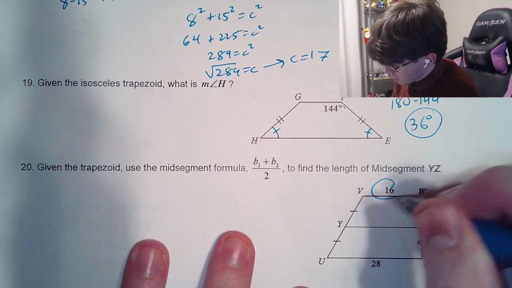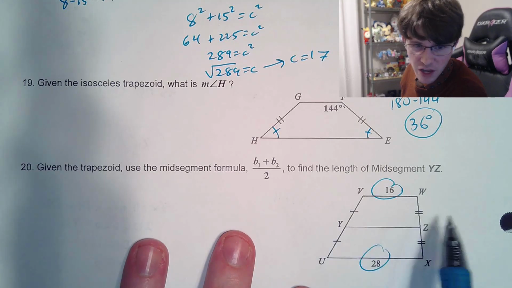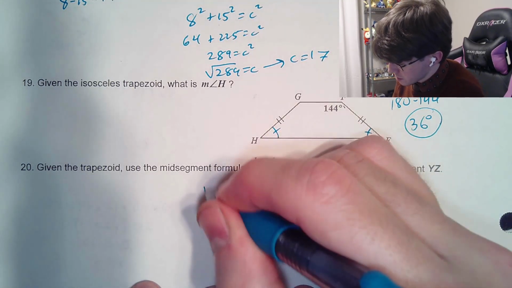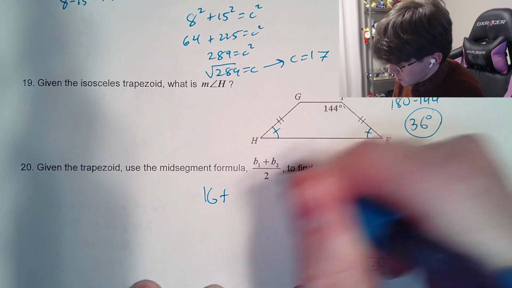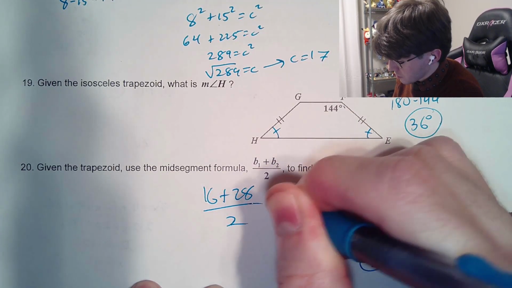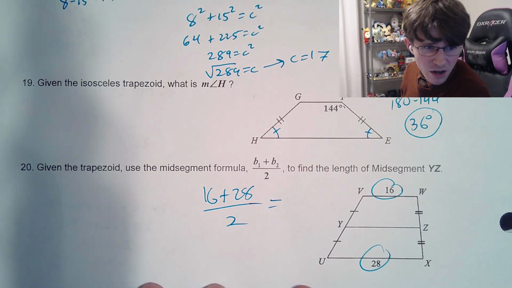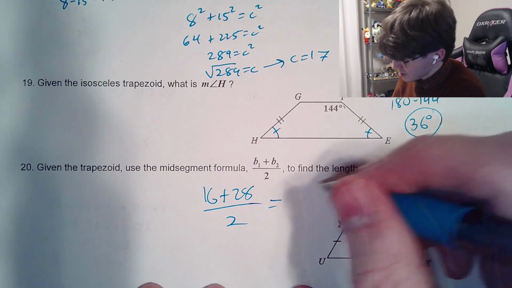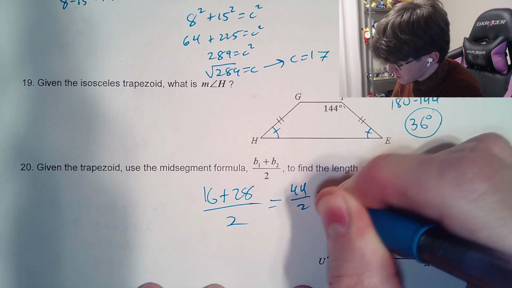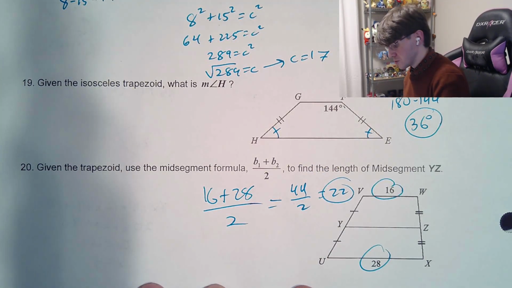But either way, they're talking about this number and this number, and they're saying that the mid-segment, the value in the middle, is always half the other ones together. So use 16 plus 28, and then divide by 2. We can do this in our head. We don't even need a calculator. 16 plus 28 is going to be 44. Divided by 2 is going to be a beautiful little 22.